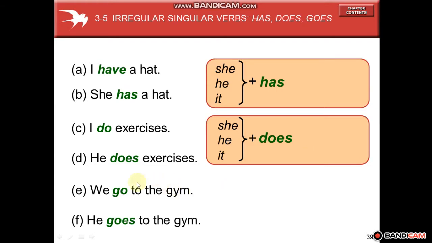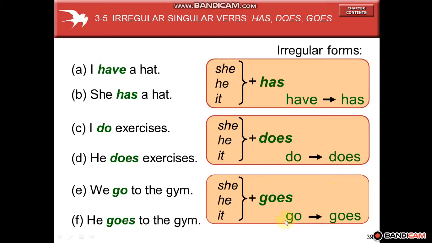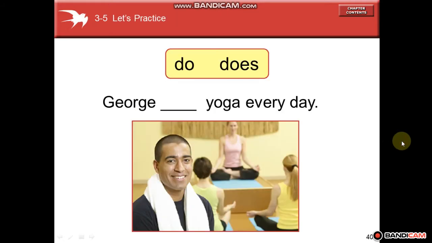And we go, they go, but he goes. The boys go, the boy goes. All right, that's the case here. As you can see, it's quite clear, self-explanatory. So irregular forms: have changes to has in that case. See that? And do changes to does, and go changes to goes in these cases. We cannot use go in such cases. All right, so let's practice.